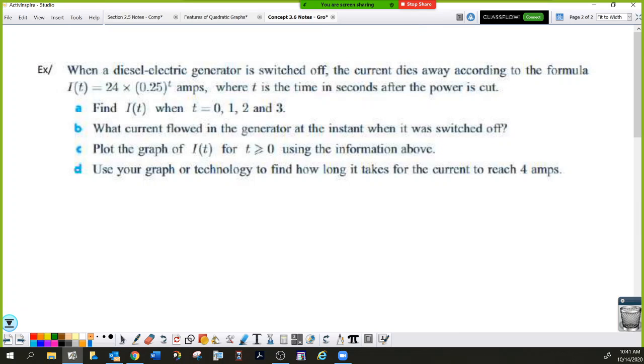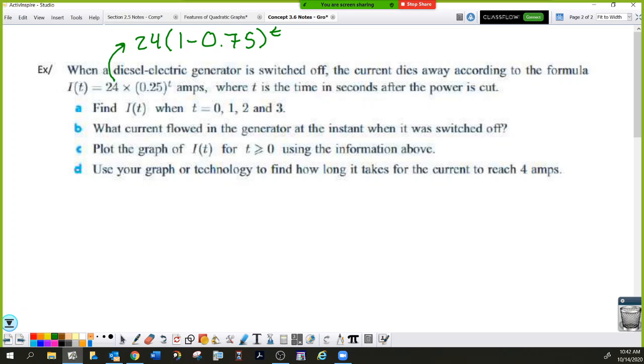When a diesel electric generator is switched off, the current dies away according to the formula I of t, the current, equals 24 times 0.25 to the t amps. Again, this is not part of the notes, but this formula could have been represented as 24 times 1 minus 0.75 to the t, which means this thing has a 75% decay rate. It's just worth saying. Anyway, 24 times 0.25 to the t amps, where t is the time in seconds after the power is cut.